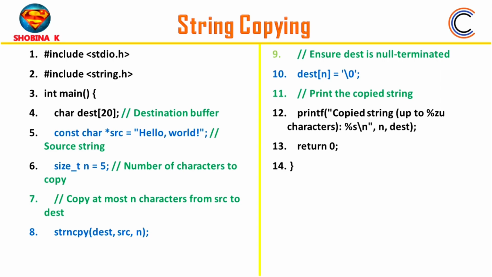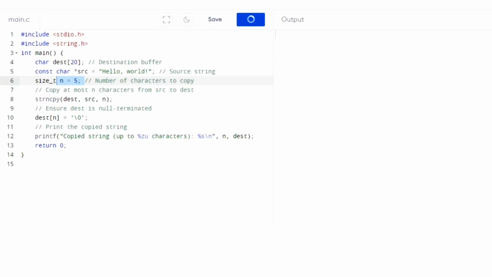And finally we print the result. The copied string stored in dest is printed using a printf statement, and the format specifier %s is used to print the string stored in dest, and %zu is used to print the value of n. And finally the return statement, which indicates the successful completion of the program. Now let's run this program. And the program prints the copied string, which is hello, because the program copies the first 5 characters of the source string.